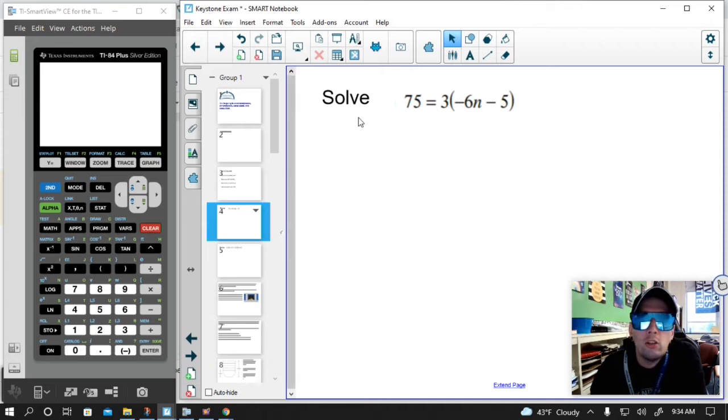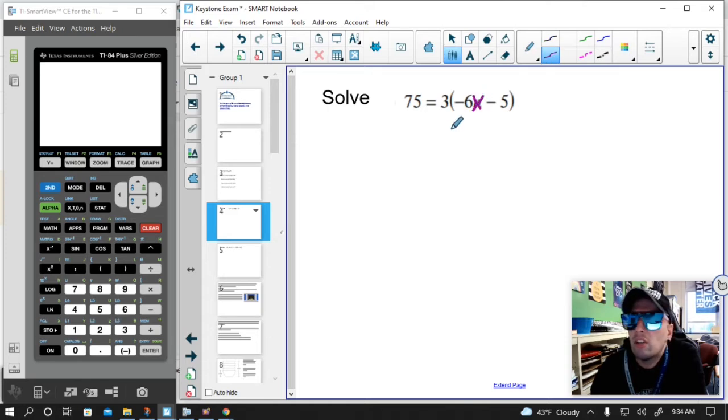We are going to just make believe that every variable that we see here is an x. So n and x are the same exact thing.